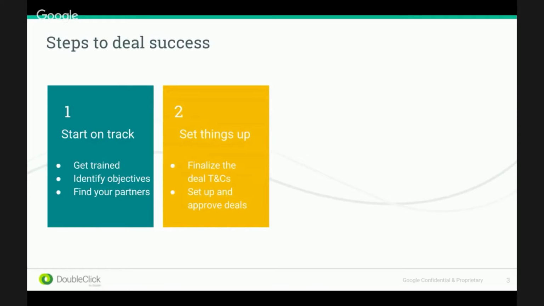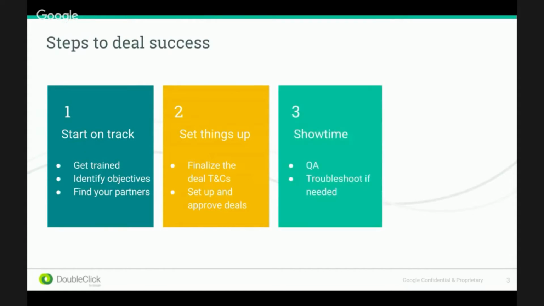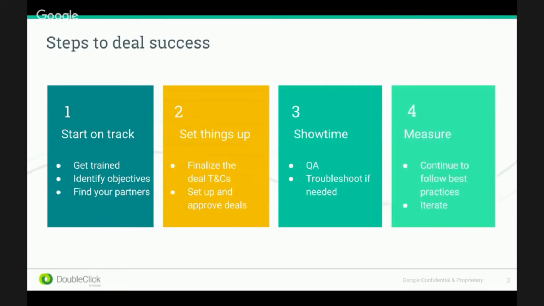Secondly, finalize all deal points, including CPMs, targeting, and budgets. Work with the exchange to set up your deals. The publisher should approve the deal IDs. Thirdly, showtime. Go live and QA. Troubleshoot if you need to. And lastly, measure. Continue to follow the best practices and iterate to optimize your deals.